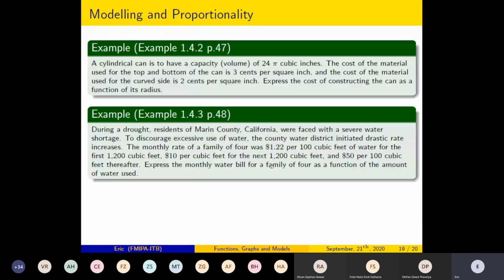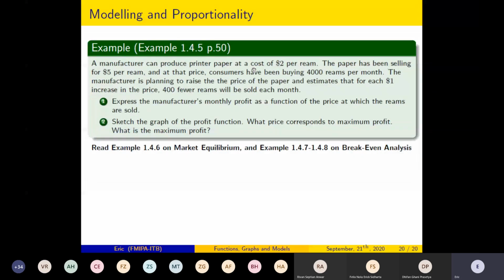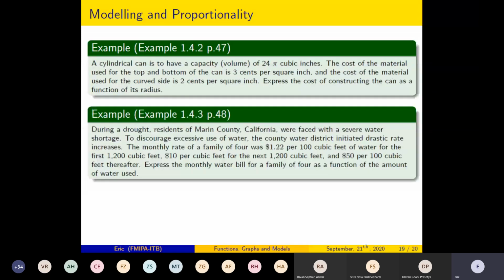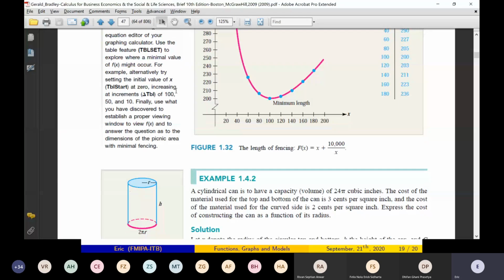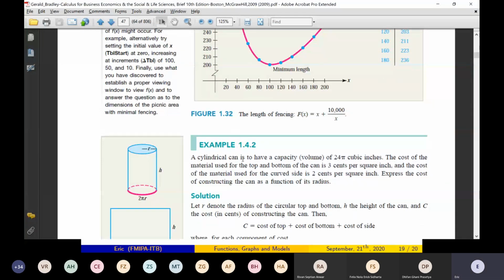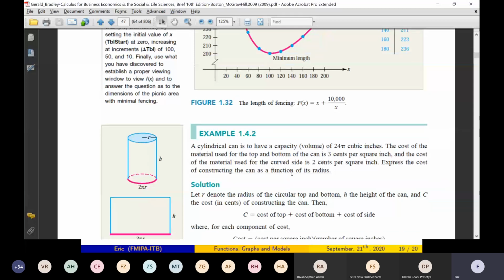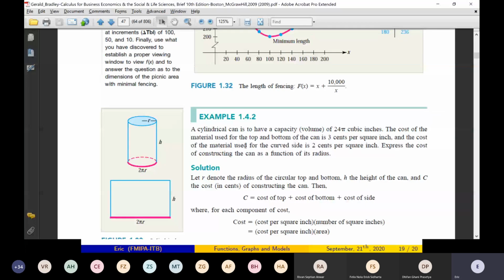Okay, there are some examples for this one. You have to read it. Let's read example 1.42, page 47. We will be reading it together. A cylindrical can is to have a volume of 24 pi cubic inches. The cost of material used for the top and bottom of the can is 3 cents per square inch, and the cost of the material used for the curved side is 2 cents per square inch. Express the cost of constructing the can as a function of its radius.